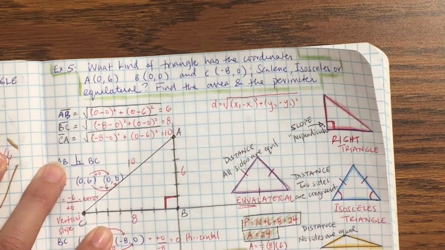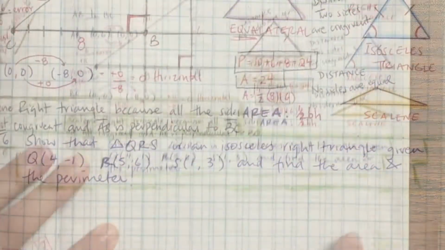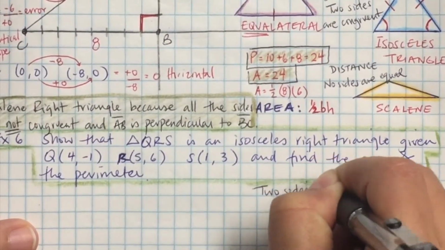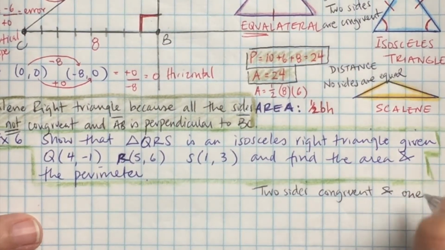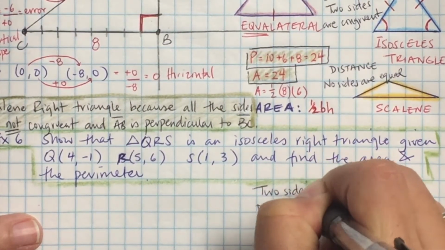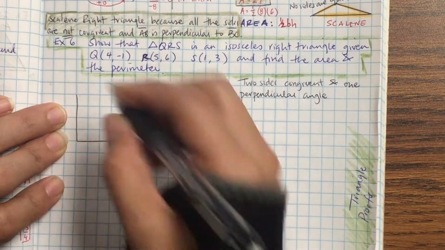Right, so another question: prove that it's an isosceles right. So to look at isosceles, you need the two distances to be congruent, and for a right, you need to find that the slopes are perpendicular. So I'm going to write that down, because remember, our first thing is always, what do I need to do? Then I need to sketch it. So I need to prove that two sides are congruent and one is perpendicular. Let me go ahead and sketch that.